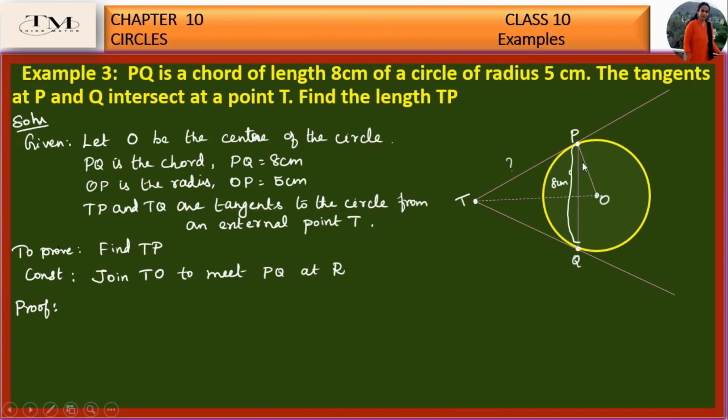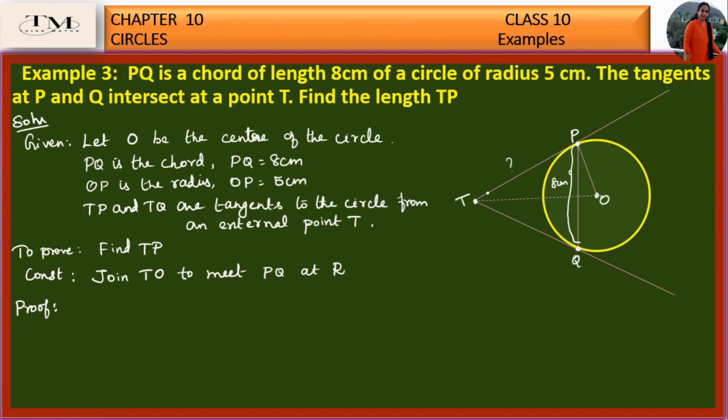So here PQ is the chord and O is the center. So we have assumed let O be the center of the circle. It is given PQ length is 8 cm. So PQ is the chord, it doesn't pass through the center, and its length is 8 cm. The tangents at P and Q.